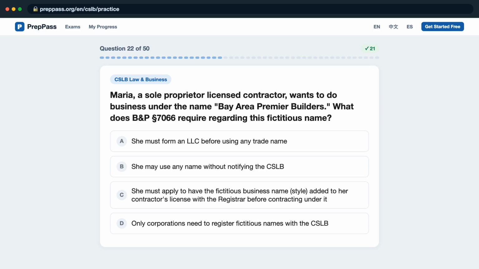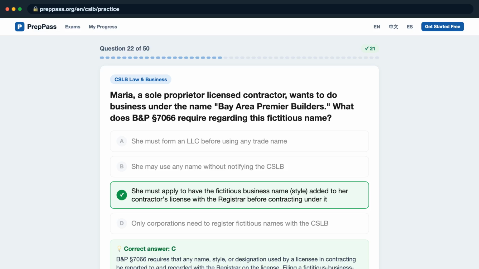Question 22. Maria, a sole proprietor licensed contractor, wants to do business under the name Bay Area Premier Builders. What does BNP Section 7066 require regarding this fictitious name? Is it A, she must form an LLC before using any trade name? B, she may use any name without notifying the CSLB? C, she must apply to have the fictitious business name, style, added to her contractor's license with the registrar before contracting under it? D, only corporations need to register fictitious names with the CSLB?